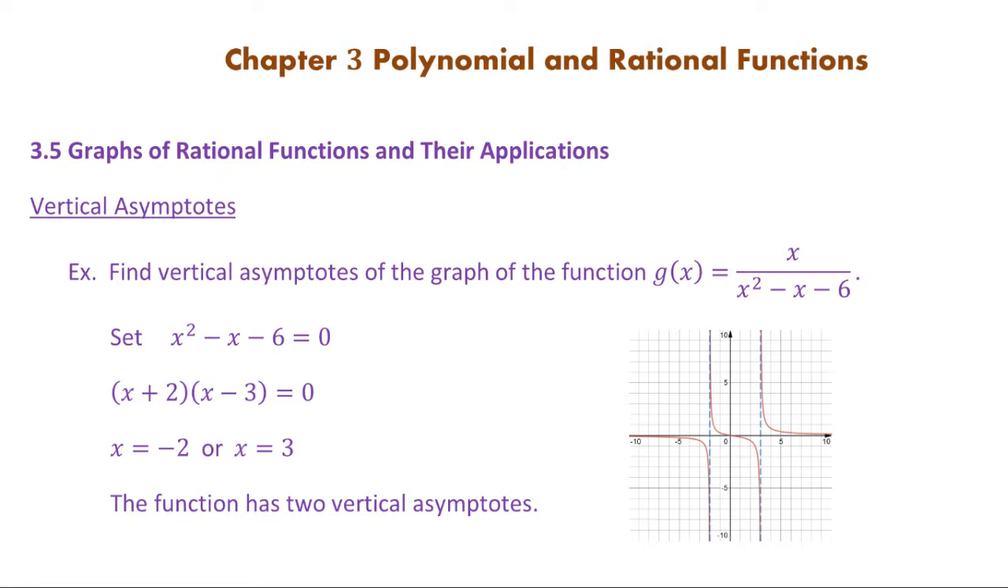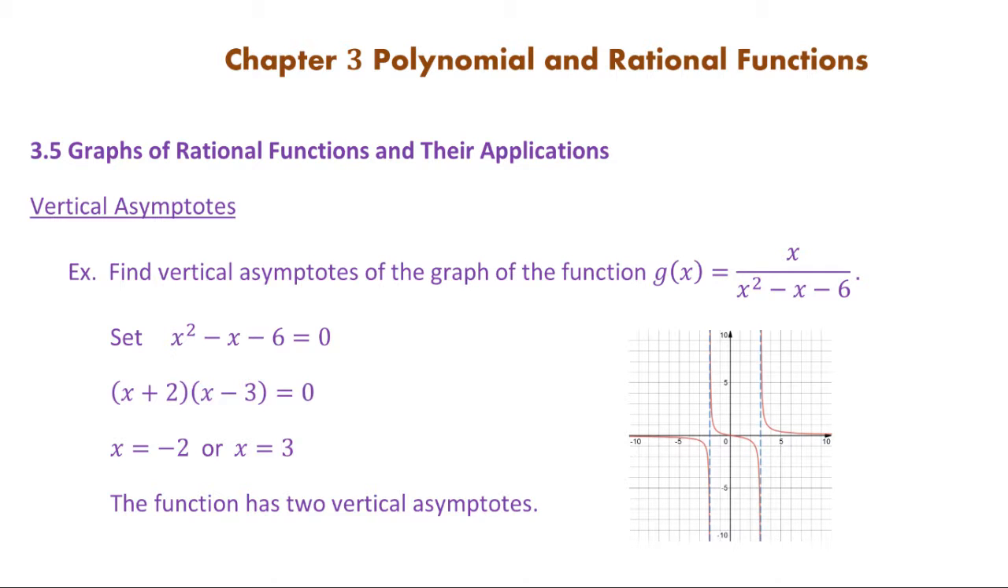All right, you have to find two numbers. You multiply them, you get negative 6, and add them, you get negative 1. So that's 2 and negative 3, right? Then you set each factor equal to 0: x plus 2 equal to 0, you get x equal to negative 2, and x minus 3 equal to 0, you get x equal to 3.